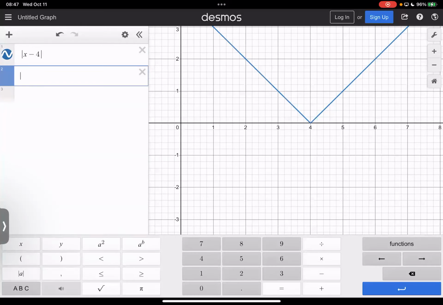And I wanted this to be y equal to -2. So now we see that there are no solutions, right? There are no intersections in these graphs, and that's what no solutions looks like.